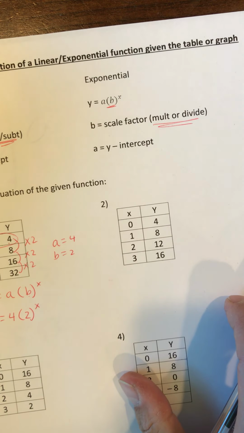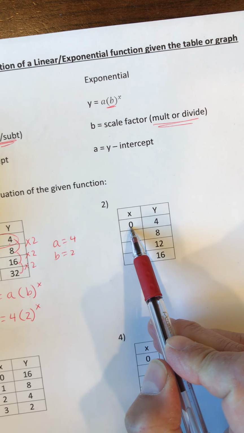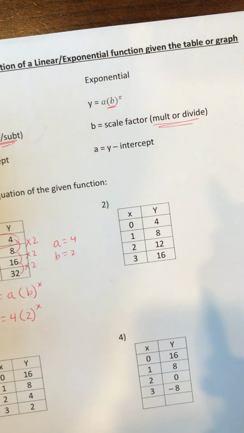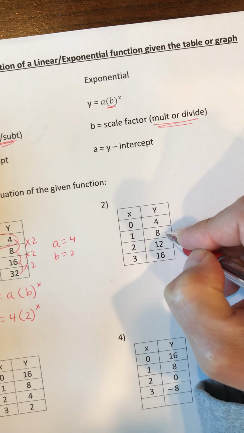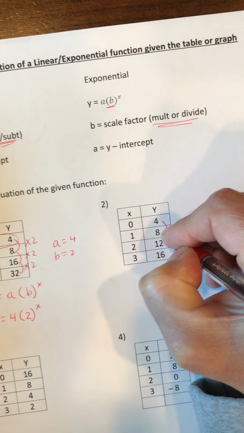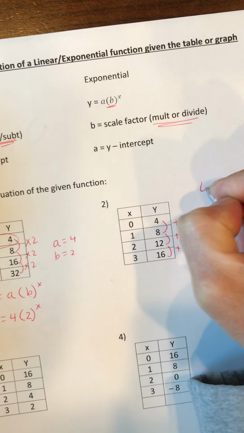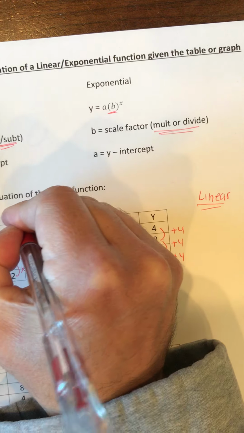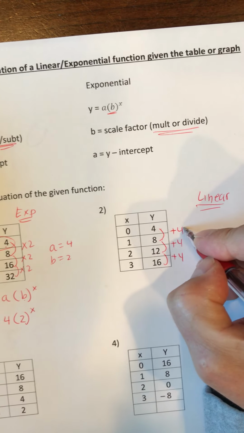So look at number 2. Purposefully, I made it start out the same. 0, 4, 1, 8, but then it goes 2, 12. So on this one, from 4 to 8, it's going up by 4, adding 4. From 8 to 12, adding 4. From 12 to 16. So each time it's adding. So this one is linear. The first one was exponential. So we're adding 4.